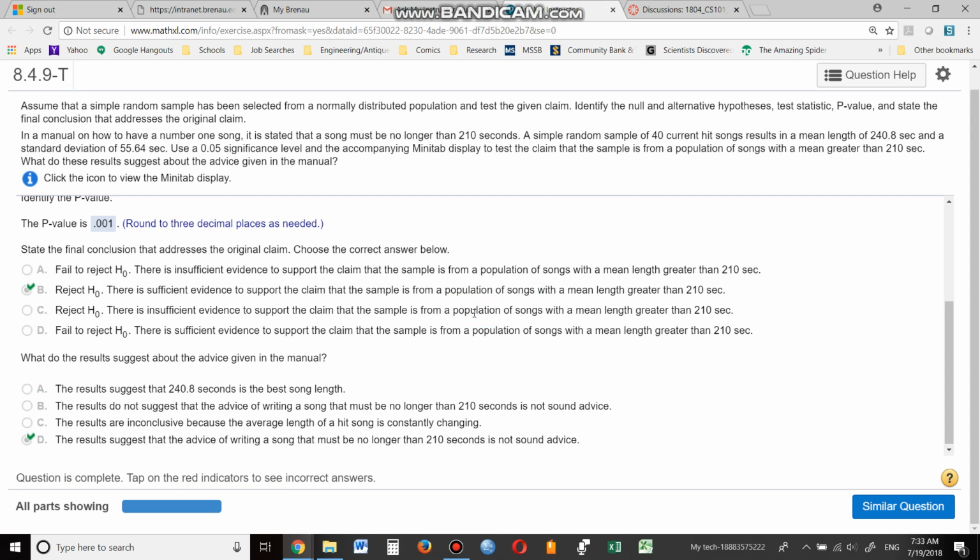Again, you have to read these questions and these statements very, very carefully to make sure you pick the right one. We rejected the null. The null was that songs have to be no longer than 210 seconds. So that means we determined that, in fact, that was not a valid statement. So it looks like this is not sound advice.